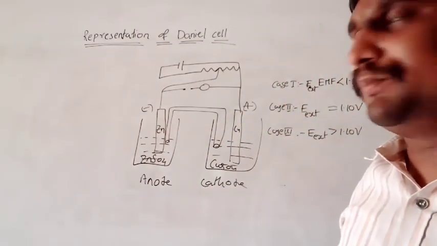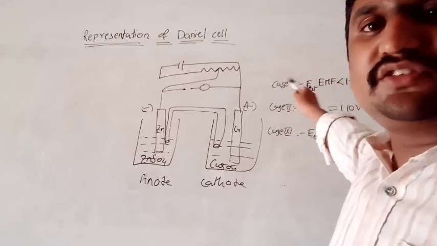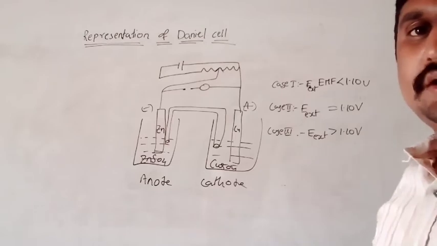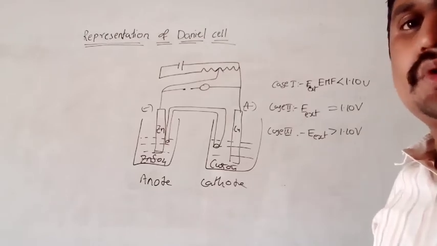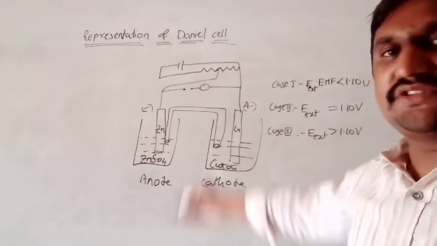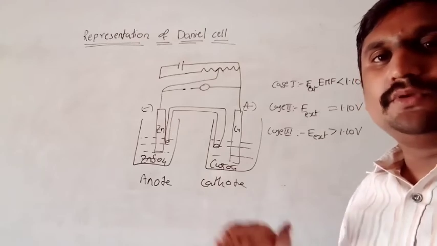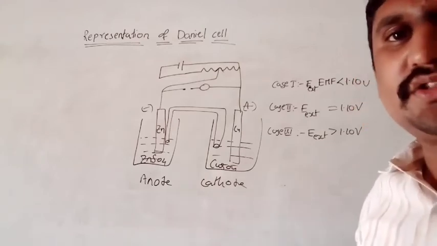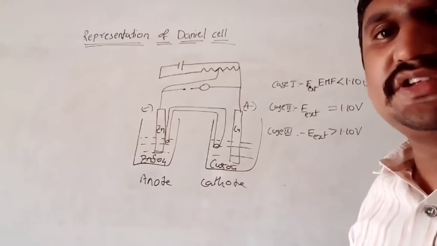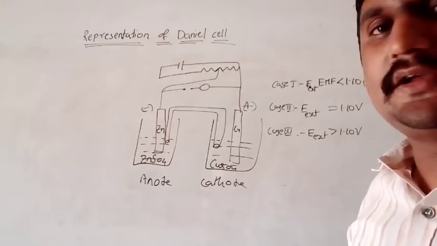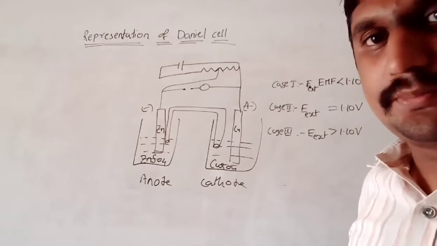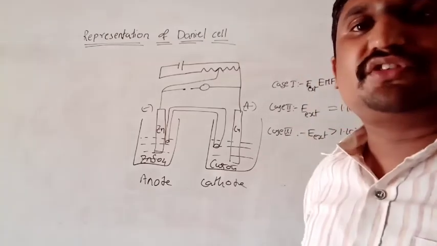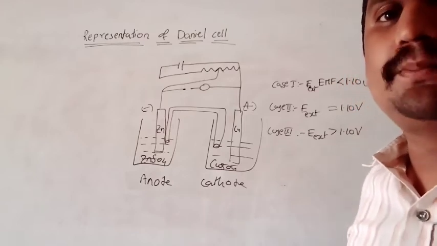Okay, there is no problem to the function of the cell if external EMF is less than 1.10. The second case is when external EMF is exactly equal to 1.10. If external EMF is exactly equal to 1.10, there is no movement of electrons. If there is no movement of electrons, we can say there is no production of electric current and the chemical reaction stops. This is the second case we get.